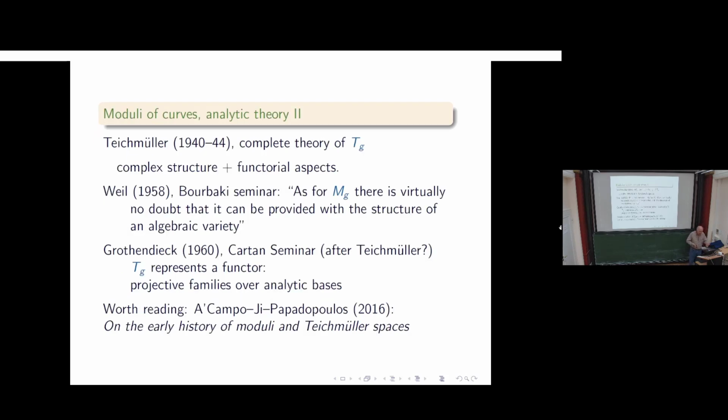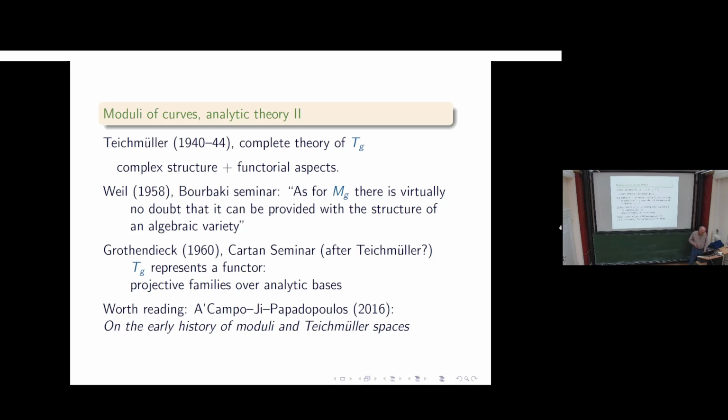Okay, and so then the big step came with Teichmüller, who worked out the complete theory of T_g, the complex structure, and the functorial aspect. But the moduli of curves is a quotient of it, and it was not clear what kind of a space that is. The first explicit claim that it should be an algebraic variety is in Baily's Oberwolfach seminar talk. But it was an open question.